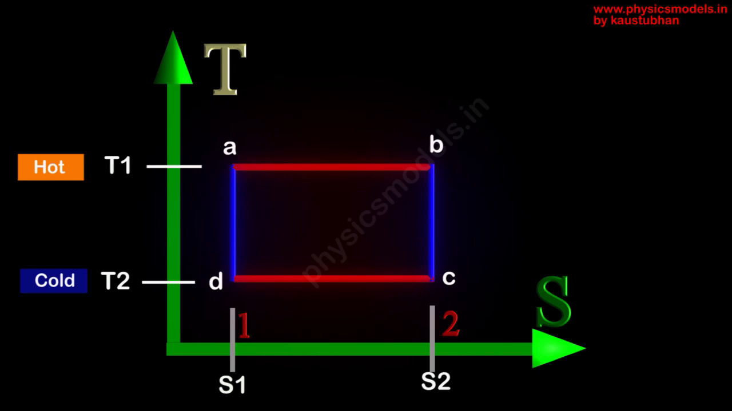If we put all the labels there into the graph, we have T1 as the hot and T2 as the cold temperature, and AB, BC, CD, and DA as the names of the individual four processes that constitute the cyclic and reversible process that we are seeing here. The entropy changes are from S1 to S2.